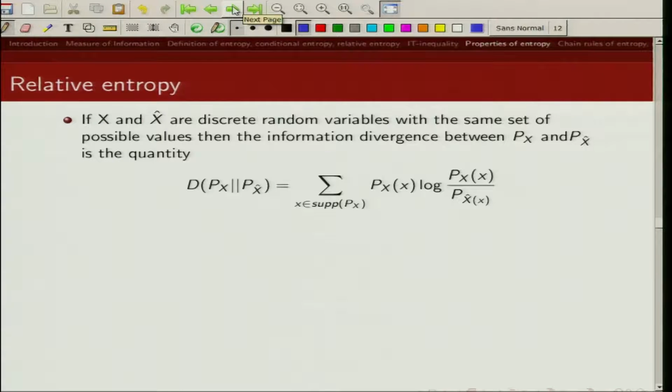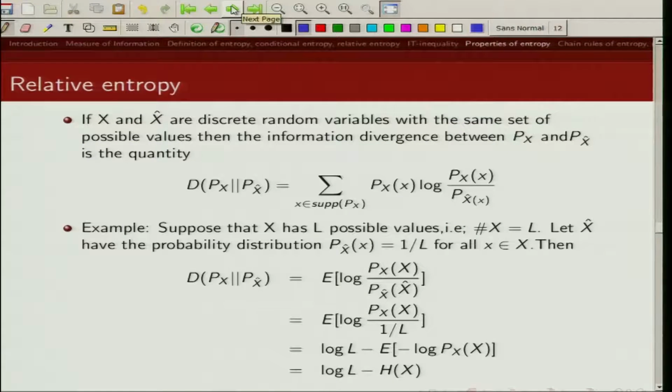Now, we define what we mean by relative entropy or divergence. If x and x hat are two discrete random variables with the same set of possible values, then the information divergence or relative entropy between Px and P of x hat is defined as follows. This is the expectation with respect to x of log of P of x divided by P of x hat.